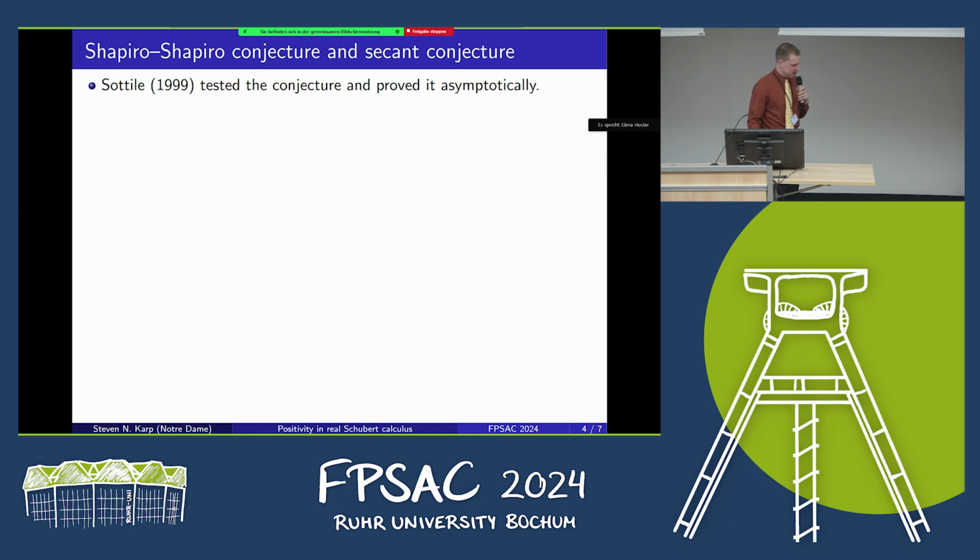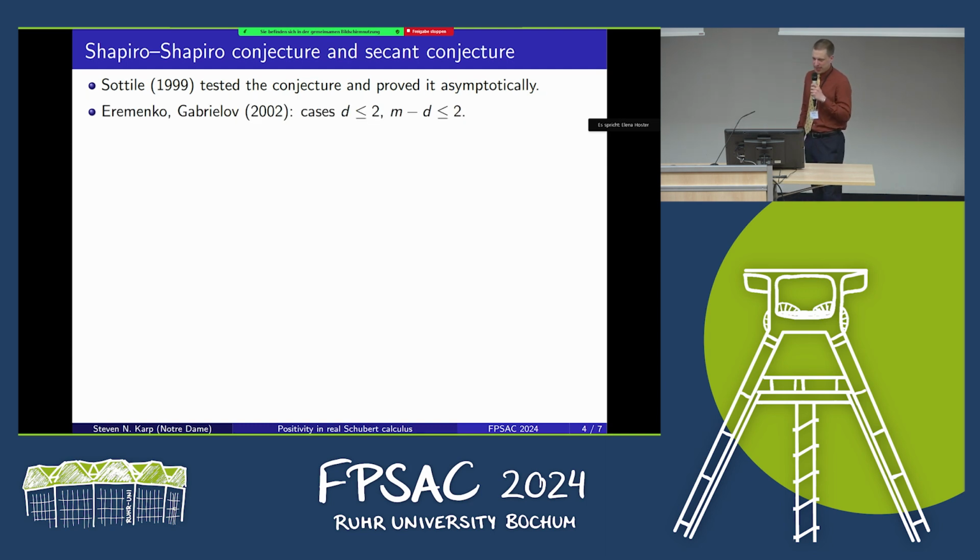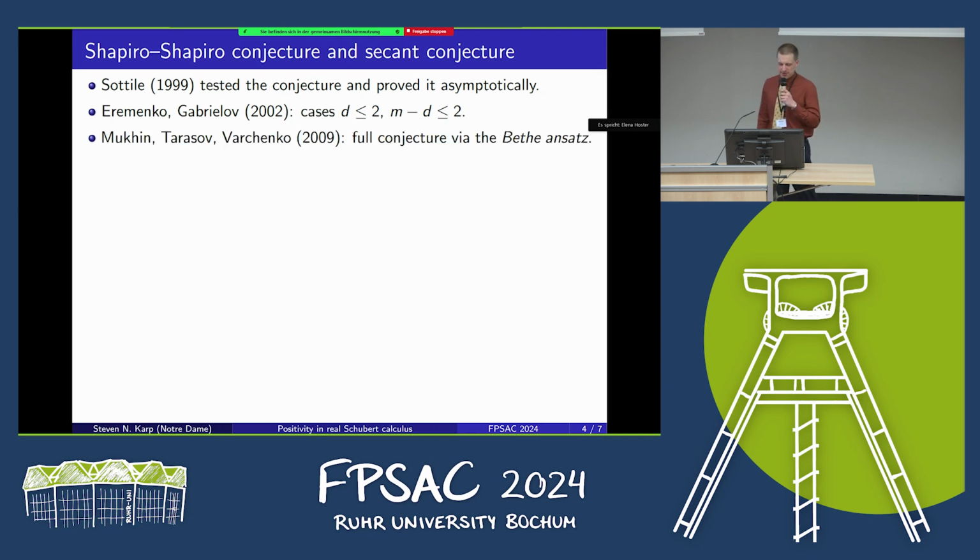So that's the Shapiro conjecture, a bit of history. It was posed by the Shapiro brothers in the early 90s, but Frank Sottile was the one who refined the conjecture and popularized it. Eremenko and Gabrielov in the early 2000s proved the case of codimension or dimension 2. This case is particularly interesting because it can be rephrased in terms of rational functions and their critical points, though I won't explain how to do that.